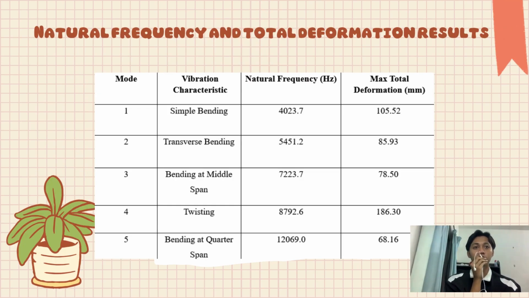The analysis shows that the bracket has very high natural frequencies, with the first mode starting at 4023.7 Hz. This frequency represents how the bracket naturally vibrates when it's disturbed. Each mode has a unique deformation shape, and among them, mode 4 stands out. It caused the most noticeable twisting in the structure.